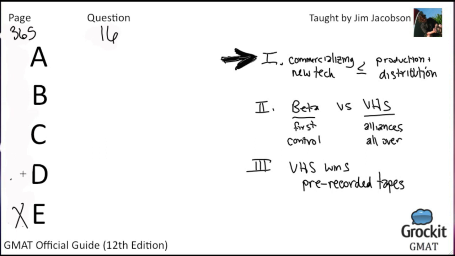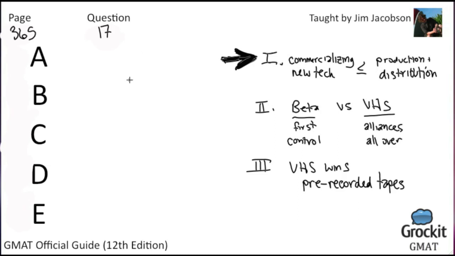Okay, last question on VHS versus beta. And of course, almost nobody buys either of them anymore. Anyway, number 17. Which of the following best describes the relation of the first paragraph to the passage as a whole? So the first paragraph, going back to our notes, we remember was really just about commercializing new technology is maybe no longer as good as being the person who innovates in the production and distribution of that same type of product. So there's nothing about VHS versus beta in the first paragraph. It's kind of a general thing.